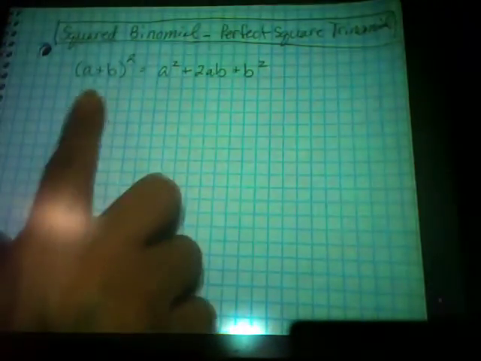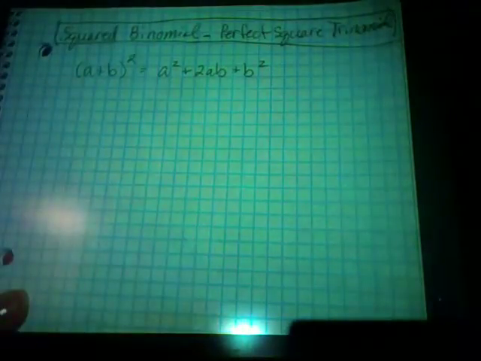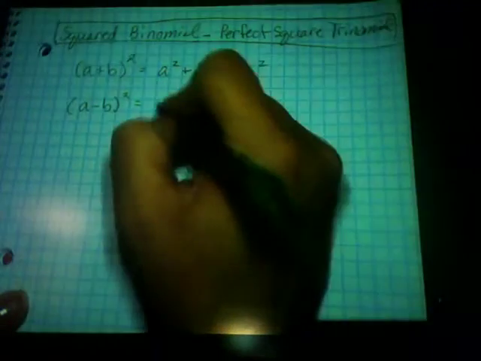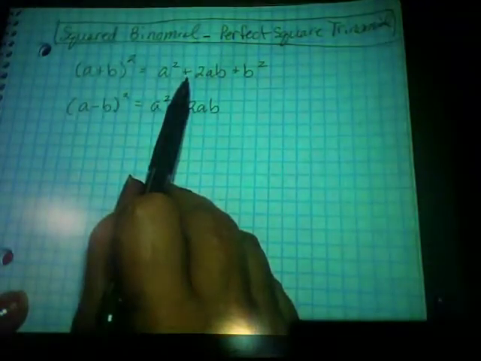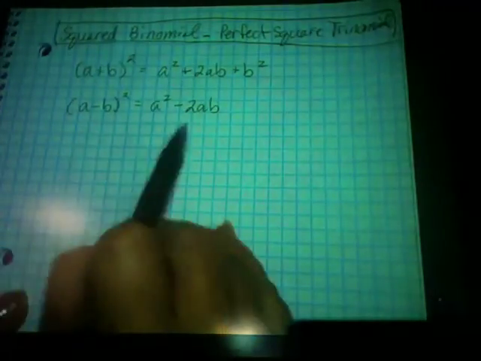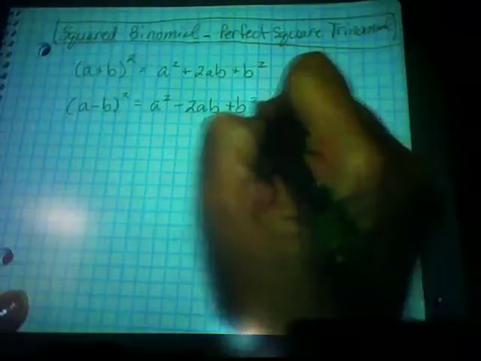If there's a minus in the binomial, only one thing changes. If you have a minus b raised to the second power, it's still a squared, but the middle term becomes minus 2ab. So if there's a plus in the middle of the parentheses, the middle term is plus. If there's a minus in the parentheses, the middle term is a minus. But the last term is still plus b squared.